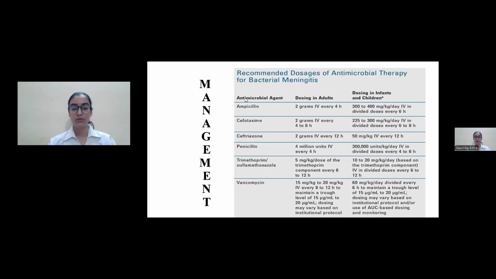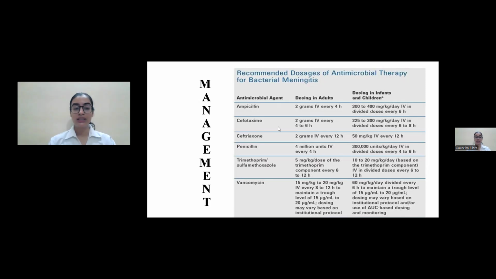We give different amounts of dose. For example, talking about ampicillin, we will give 2 grams IV every 4 hours in adults, whereas in children and infants, it would be 300 to 400 milligram per kg per day in IV form, as a divided dose every 6 hours.